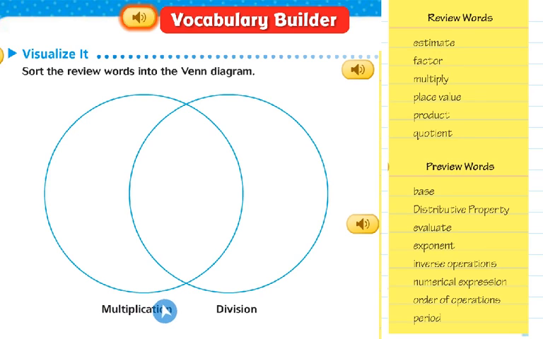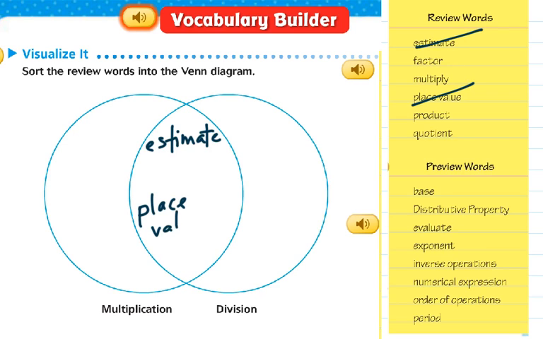So what we see here is that multiplication is one part of the Venn diagram and division is the other part of the circle, but where they meet in the middle, what we're looking for is words that relate to both multiplication and division. So as we go through these words, we know that estimate, we can estimate in multiplication and division, so we're going to put that in the middle. And then we also know that place value relates to both multiplication and division, because numbers in either of those would have value depending on their place in a number.